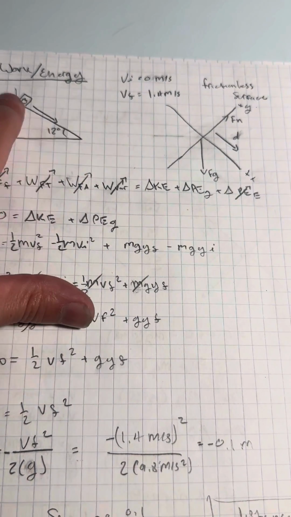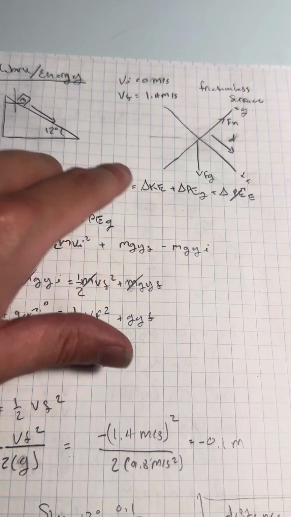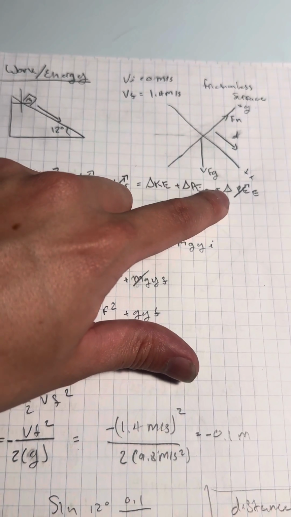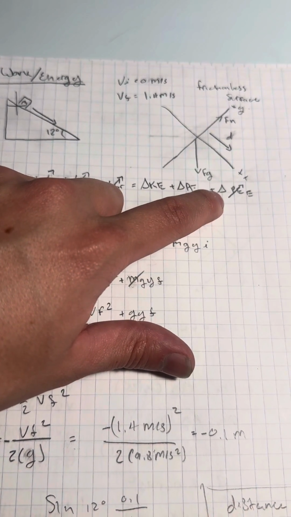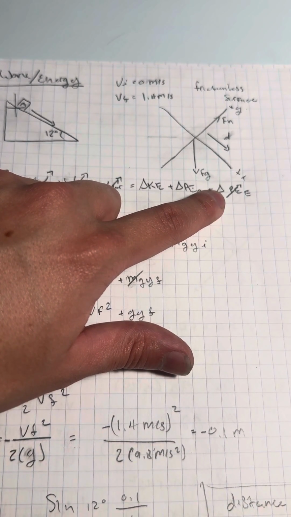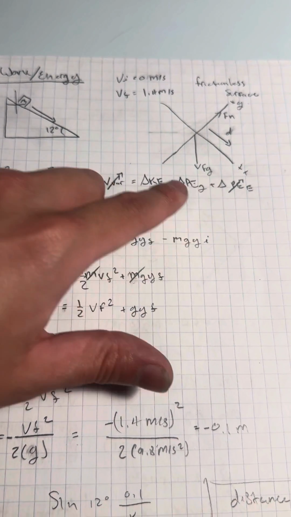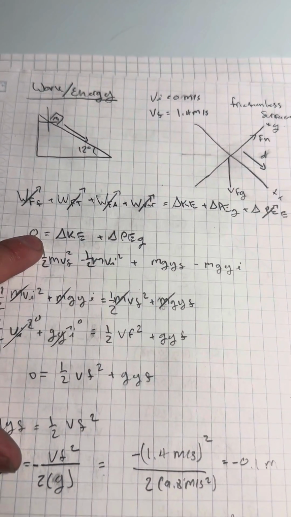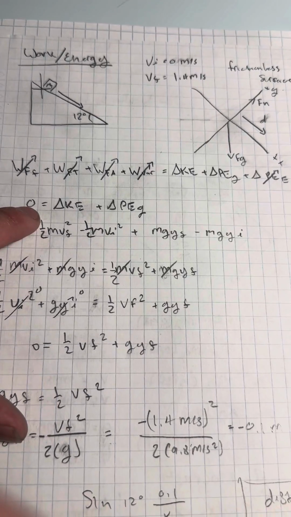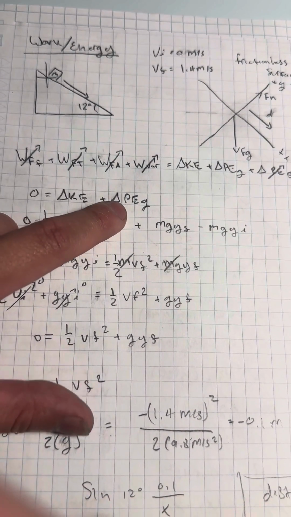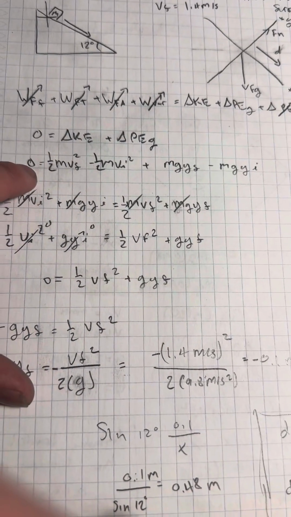Since the block is in motion, there is kinetic energy, and since there is a change in height, there is potential energy due to gravity, and there are no springs, so there is no potential energy elastic. So we can cross that out as well. So we have 0 is equal to the change in kinetic energy plus the change in potential energy of gravity.